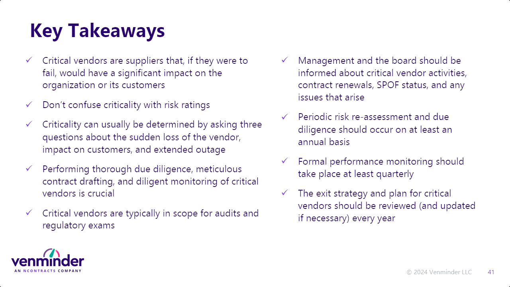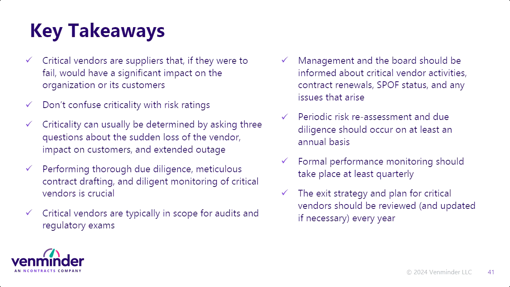As we wrap up today's session, I just want to review some key takeaways that I think are really important to remember. First is that your critical vendors are the ones that would have a significant impact on your organization or customers if they failed. Criticality is separate from risk rating, but a vendor should be assigned both. So you might have a critical high-risk vendor or a non-critical moderate risk vendor. If you're not too experienced with classifying criticality, you can start off by asking those three fundamental questions. And remember, those were about the sudden loss of the vendor, its impact on your customers, and whether an extended outage would impact your operations.